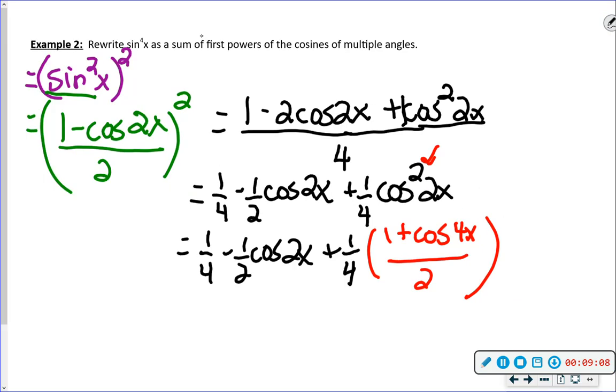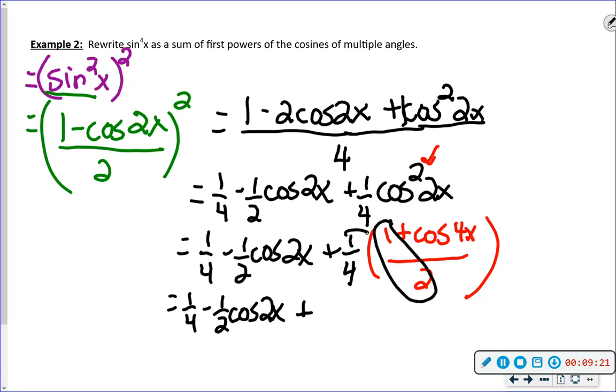So 1/4 minus 1/2 cos 2x. All that stuff is fine. So remember, I'm going to think about these as 2 separate fractions. So I'm doing 1/4 times 1/2, 1/8. And then 1/4, same thing, 1/2, 1/8.